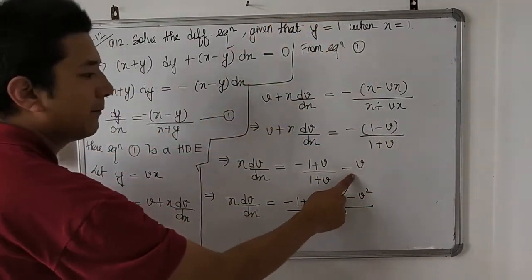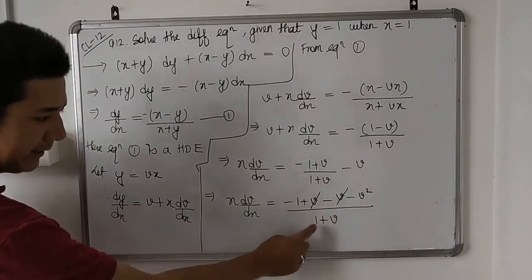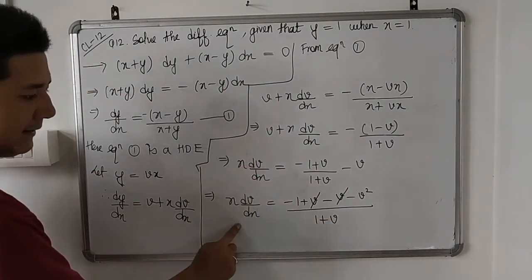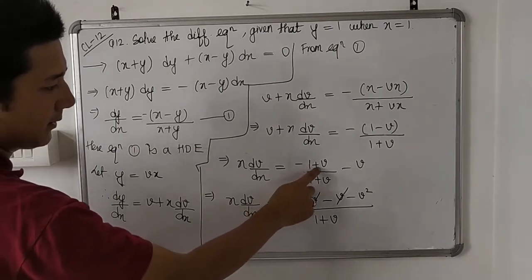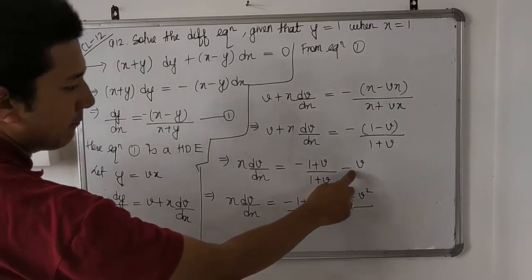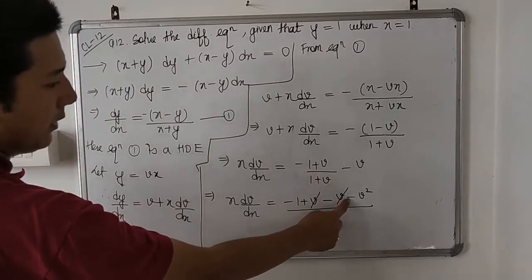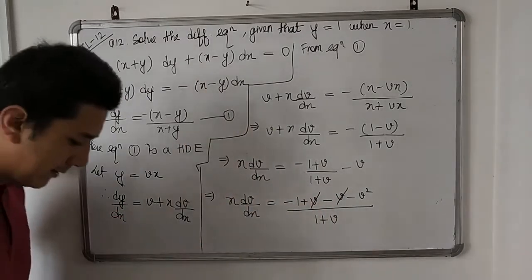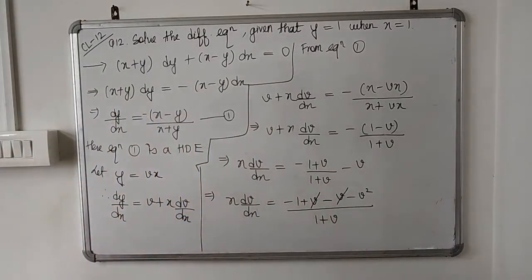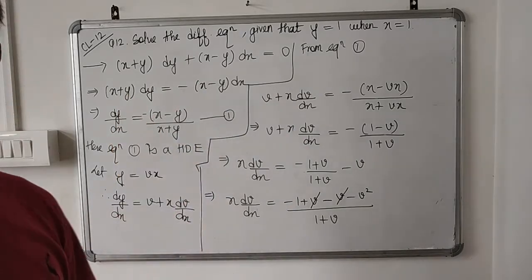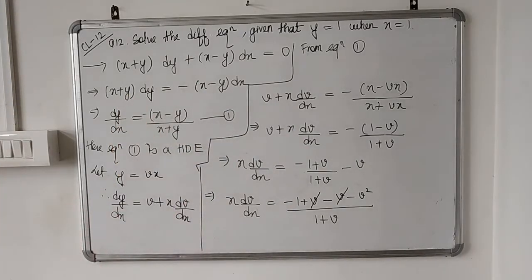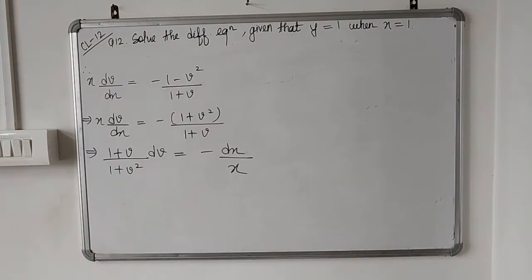Take this v to the right hand side, it becomes minus, and then after taking the LCM, x dv by dx will be minus 1 plus v minus v minus v square. So plus and minus v gets cancelled out, and then we will be doing a separation of variables now. Okay, so till here please pause the video and note it down.